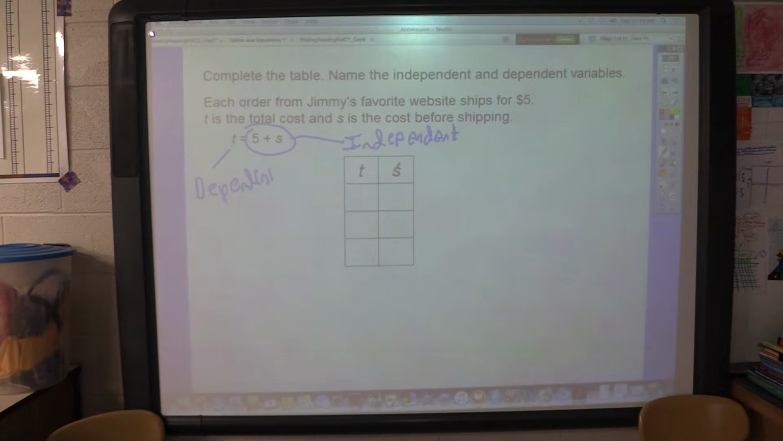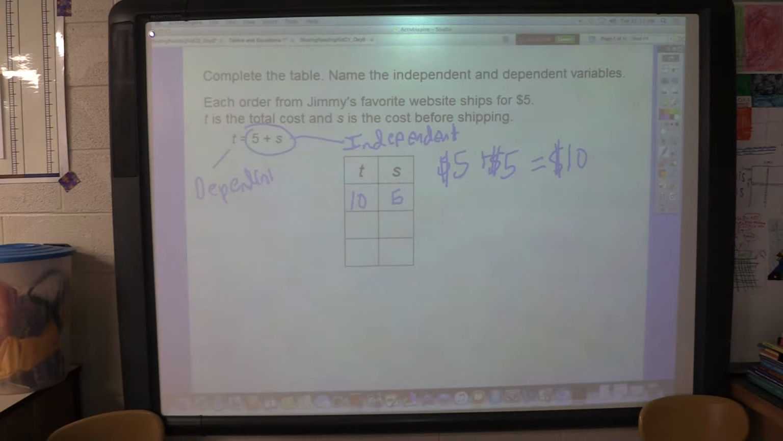Let's say that he orders something and it costs him $5. If it costs him $5, when you combine that with how much his shipping costs are, another $5, the total cost will be $10. And to write that out as an equation, we could say $5 for shipping plus $5, the cost before shipping, is going to equal a total cost of $10. And I could put the dollar signs here, but it won't take me a second to do that.